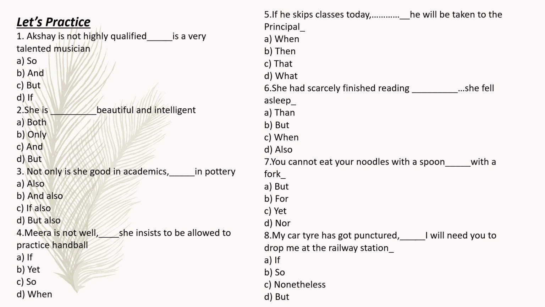Now question number 4. Meera is not well, dash she insists to be allowed to practice handball. So the correct answer here is B. Meera is not well, yet she insists to be allowed to practice handball.